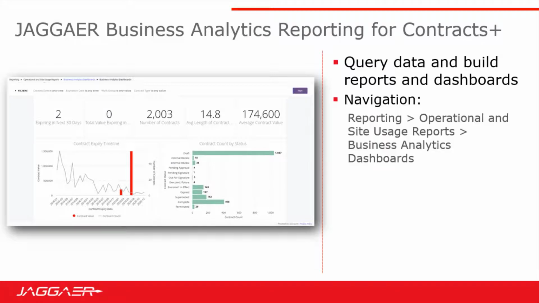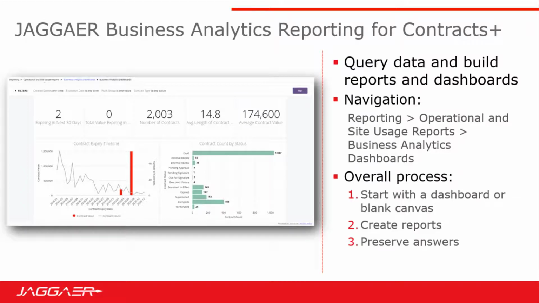It uses a third-party visualization and reporting tool called Looker that's embedded in the Jagger One platform. This reporting is housed in one place: reporting, operational and site usage reports, business analytics dashboards. Of course, the way you use business analytics reporting will be driven by the answers you are seeking about your contracts. But in general, the overall process begins with a dashboard, including Jagger created out-of-the-box dashboards, which you can use as a launching pad to create your own custom reports.